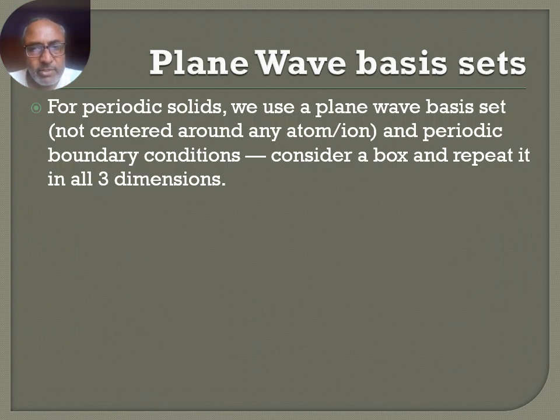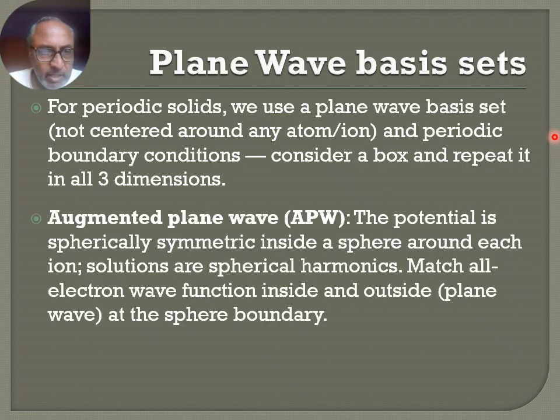Thus far, we have considered atoms, molecules, and molecular complexes. For periodic solids, however, as I mentioned in a previous episode, it is more convenient to use a plane wave basis instead of an atom-centered basis, and to use periodic boundary conditions. For this, we consider a box and repeat it in all three dimensions. In the augmented plane wave approach, the potential is spherically symmetric inside a sphere around each ion. The solutions to this are spherical harmonics. Then we match the all-electron wave function inside and outside at the boundary of the sphere.